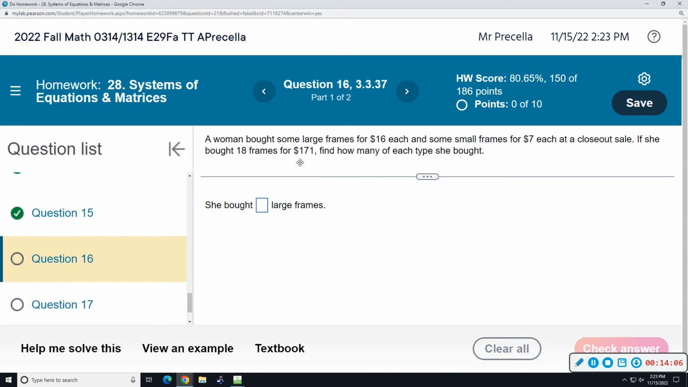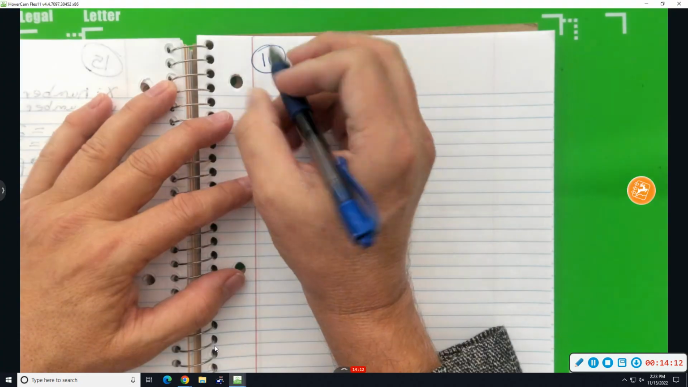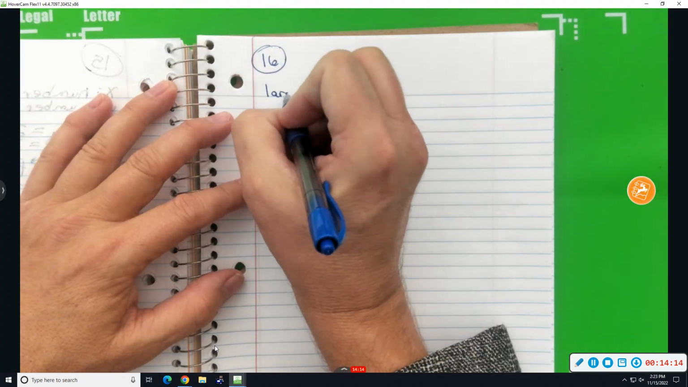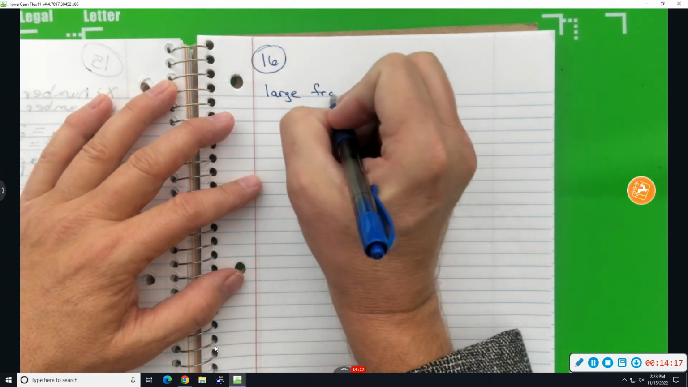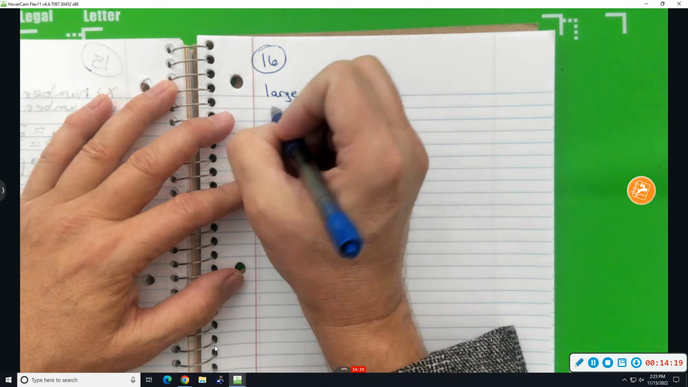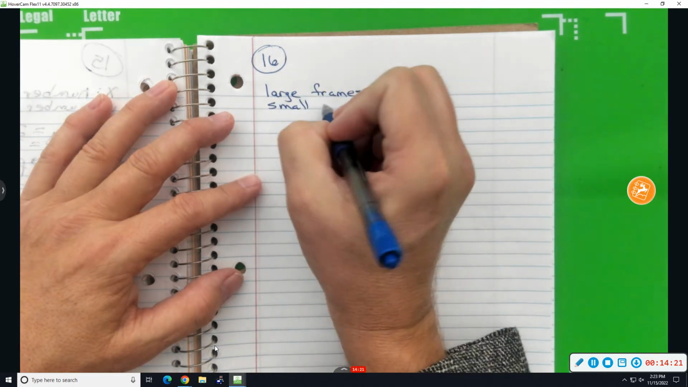How many large frames did you buy? How many small frames did you buy? So I'm going to go switch over. I'm going to summarize the information. I'm going to try to summarize with a table. Large frames and small frames.